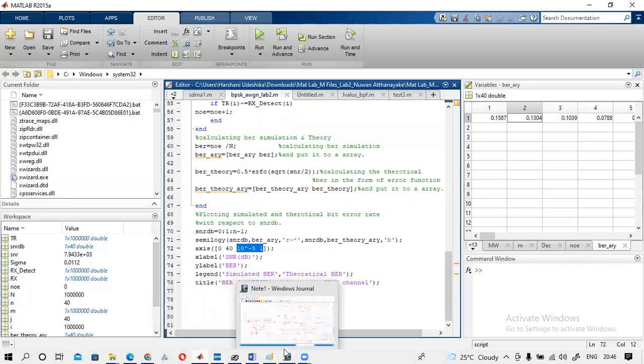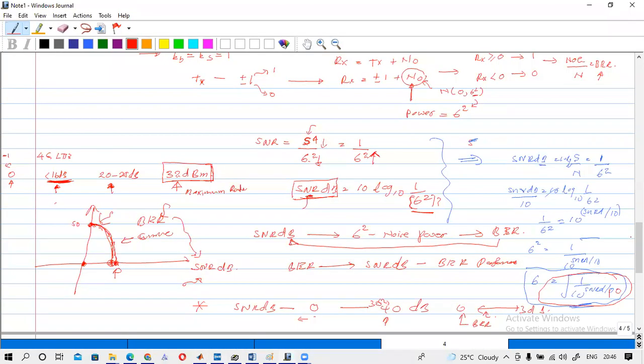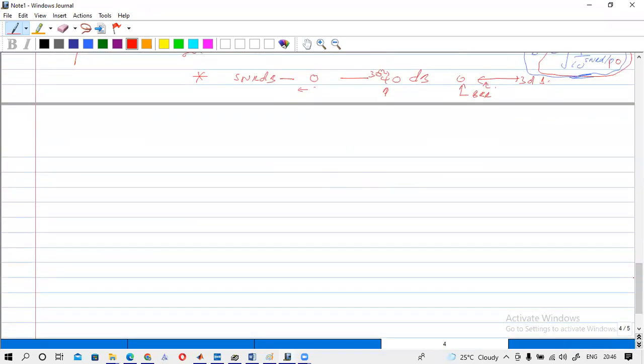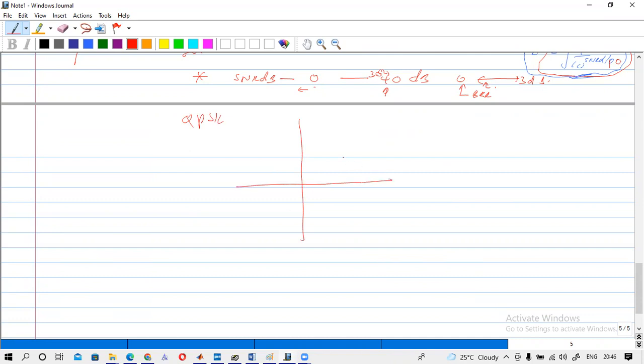So before the end, I will give you a clue on how to write a Matlab program to simulate the bit error rate in QPSK. You can see that in QPSK we are sending 2 bits in one symbol. So these are the symbols, let's say S1, S2, S3, S4.